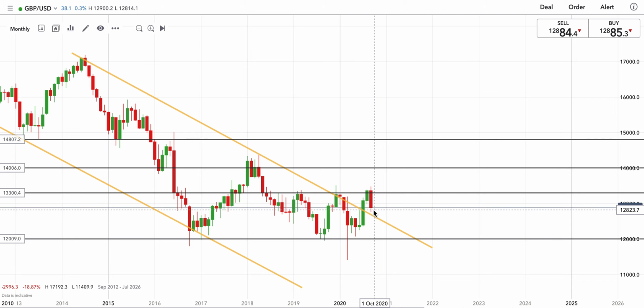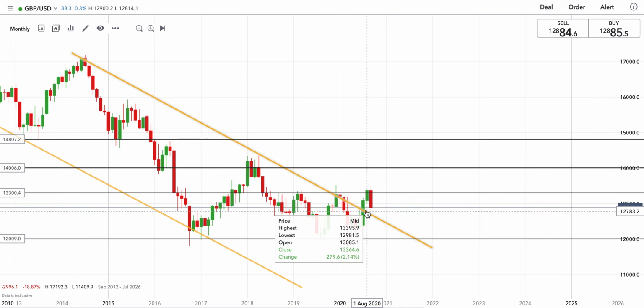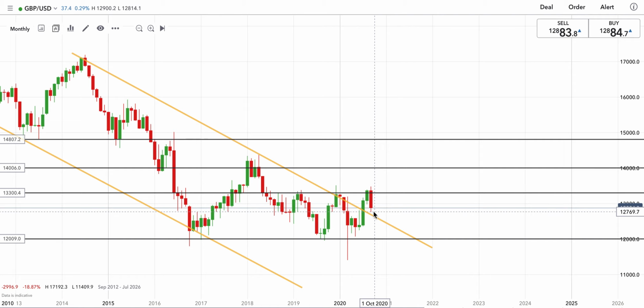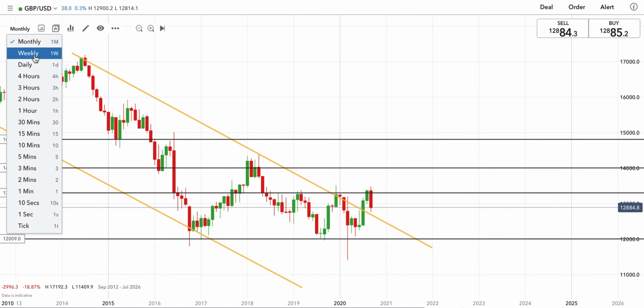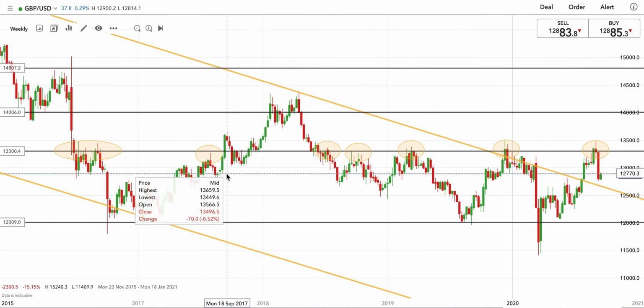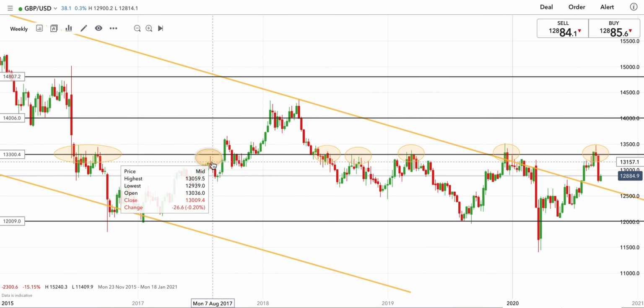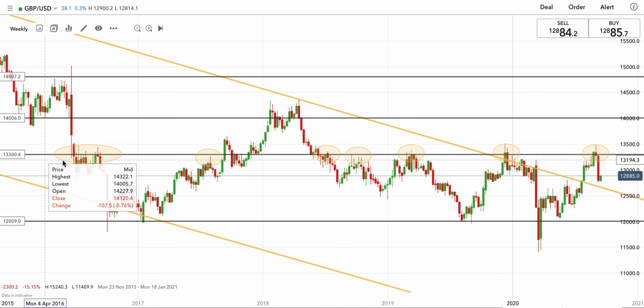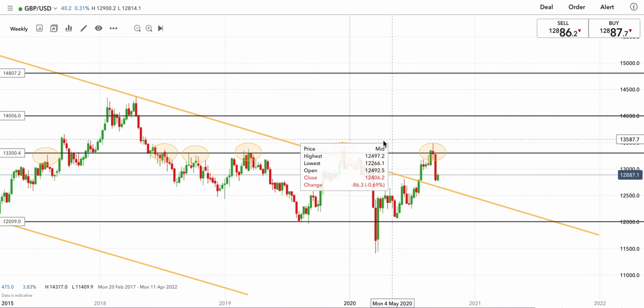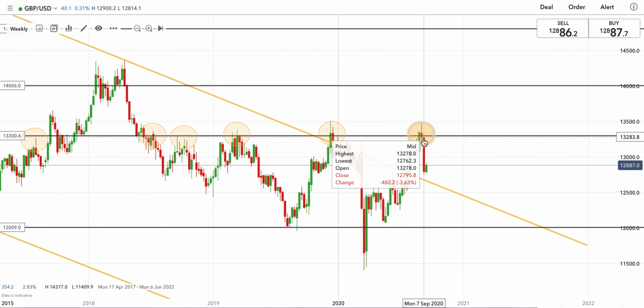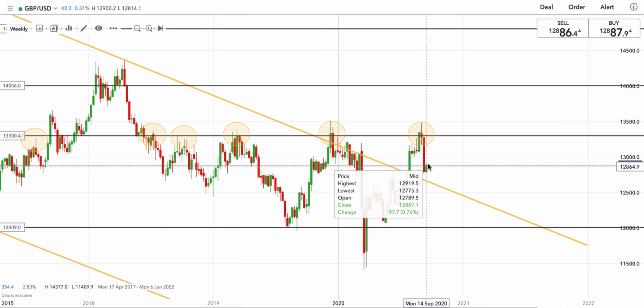But as I said, from a technical perspective, providing we stay above and outside of this descending channel, then we are hoping to see sterling appreciate further. So let's go down to a more granular time frame. If we go down to the weekly time frame, from a technical perspective, we can see that the 133 area has acted as resistance a number of times. So this also ties in with the recent sell-off that we've seen in the pound.